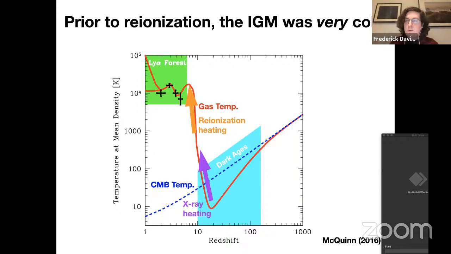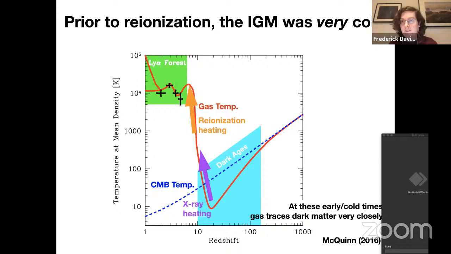So it would be really great if we could probe the small scale structure of the gas at these early times, because when the gas is this cold, so if the gas is 10 Kelvin or say 1 Kelvin instead of 10,000 Kelvin, that means we'd be sensitive to 1 kiloparsec scales instead of 100 kiloparsec scales due to that scaling of the Jeans length. So if we could study the pre-reionization Lyman alpha forest, we'd be in good shape.